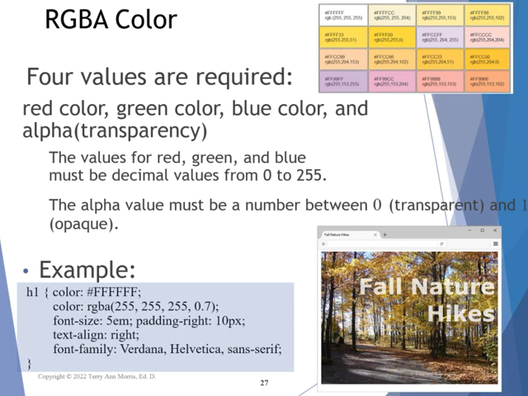For RGBA color, 4 values are required, such as red color, green color, blue color, and alpha transparency. The values for red, green, and blue must be decimal values from 0 to 255. The alpha value must be a number between 0, transparent, and 1, opaque. Attempt the following example below as part of your homework.